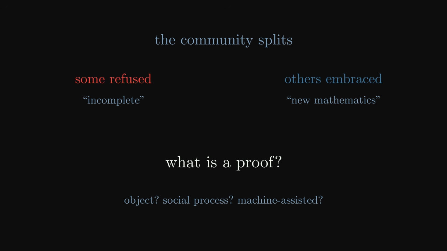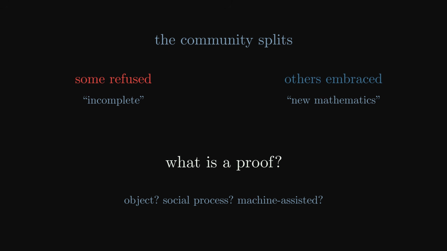What is a proof? Is a proof an object, a thing you write down, or is a proof a social process, something that a community of mathematicians eventually agrees on? If a proof requires a machine, has the machine become part of the community?